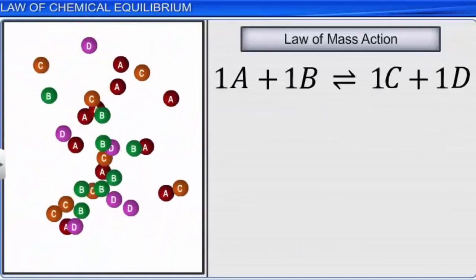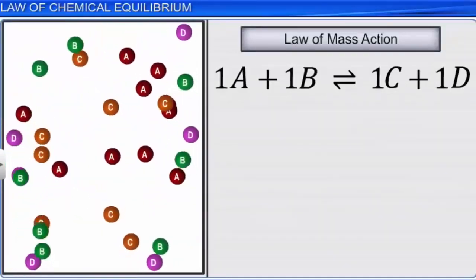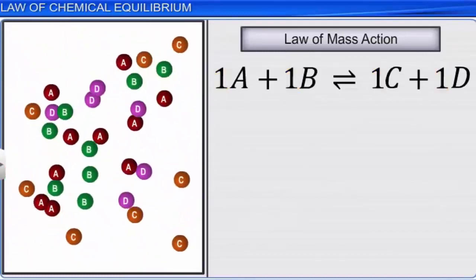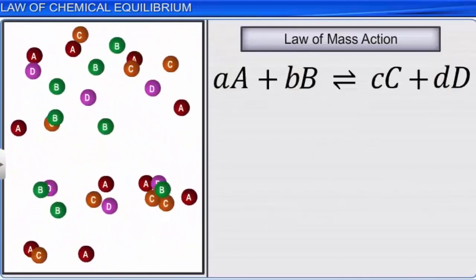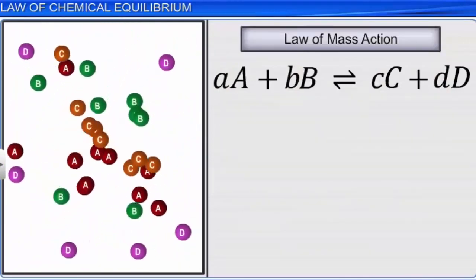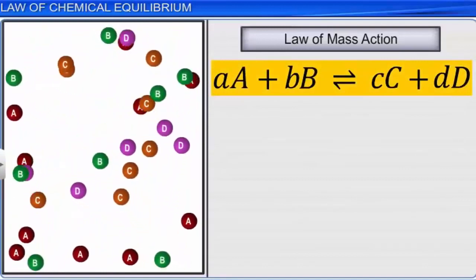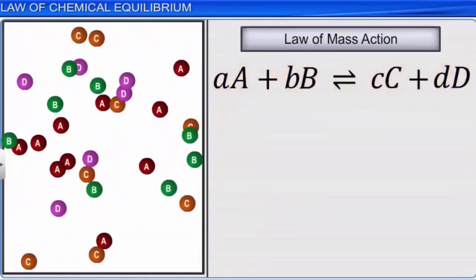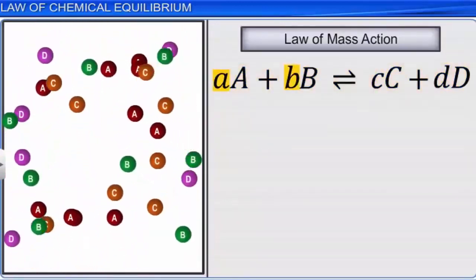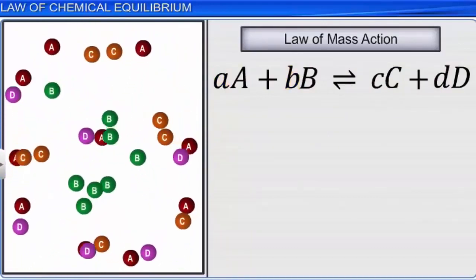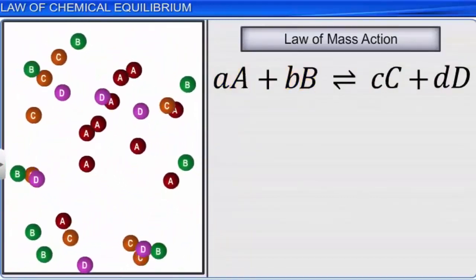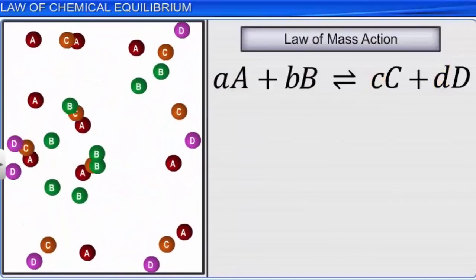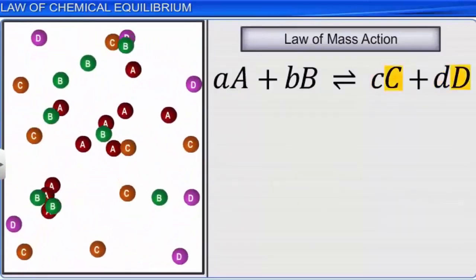In the case that you just saw, the stoichiometric coefficients of the reactants and the products are unity. Now, let's consider a more general reaction of the type aA + bB in equilibrium with cC + dD, where a and b represent the stoichiometric coefficients of the reactants A and B, and c and d represent the stoichiometric coefficients of the products C and D, respectively.